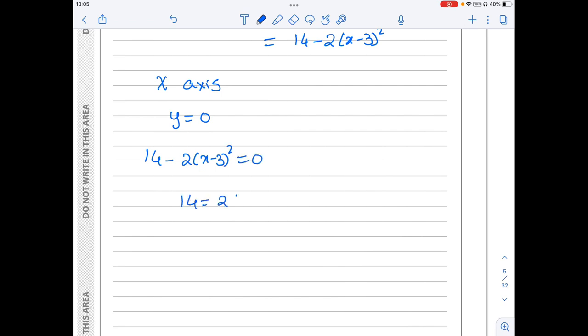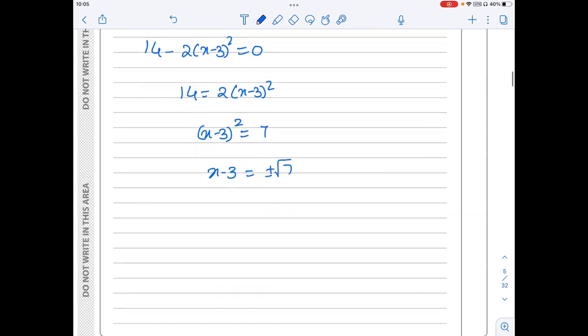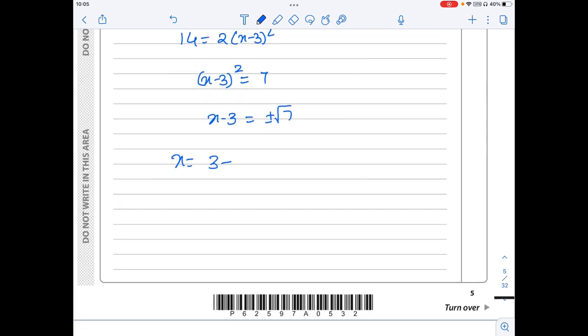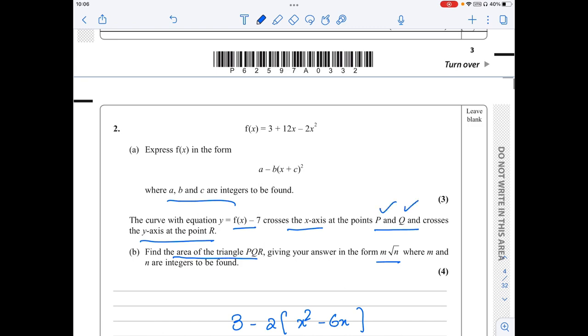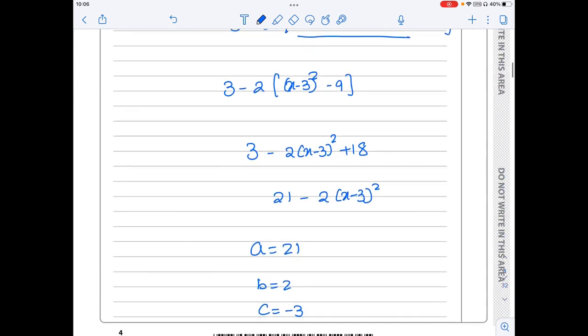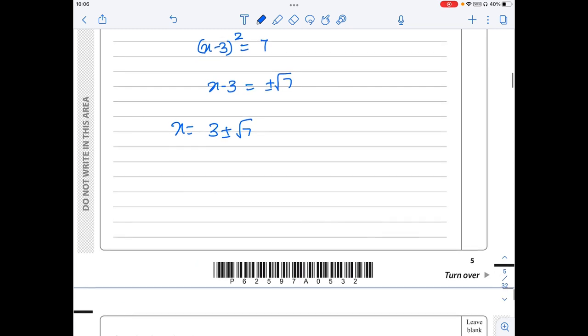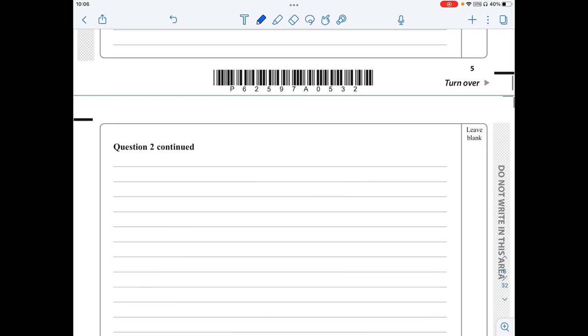So 14 equals 2 (x minus 3) whole squared. So (x minus 3) whole squared equals 7. X minus 3 equals plus or minus square root 7. So x equals 3 plus or minus square root 7. So I got two values, that is P and Q, and the y-axis at R. So (3 plus root 7, 0) and (3 minus root 7, 0) are P, Q. Now the y-axis.